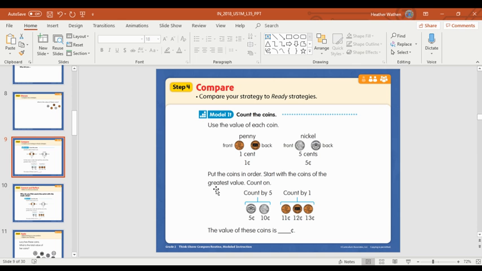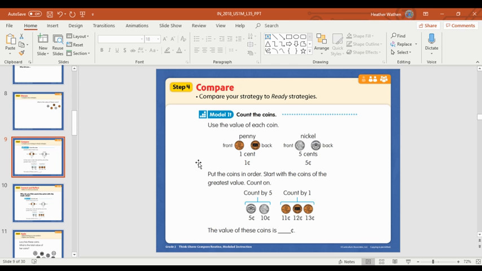I also want to point out something real quick right here. This little sign right here, it looks like a C with a line through it. That means cent. That tells somebody that we don't have dollars, we have coins, we have cents. So make sure that you do include that, or that you notice that when you are doing your lessons today.